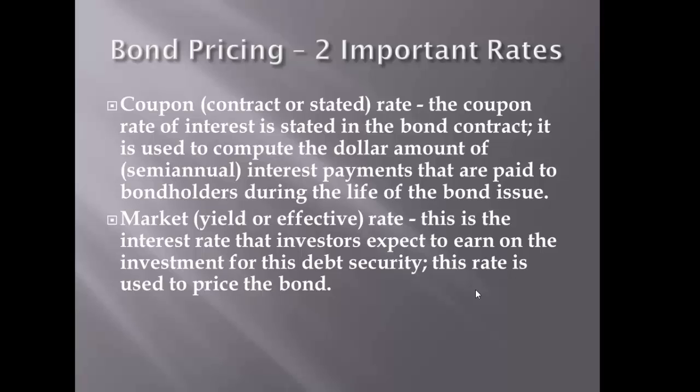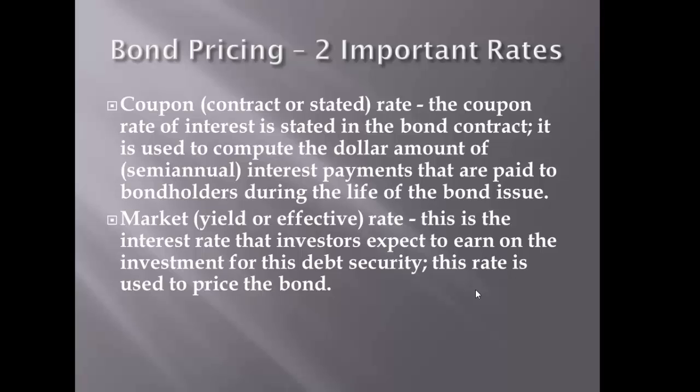Now, note that in general, there is an inverse relation between the market rate and the bond price in the market. So what this means is that when yields or the market rate for a company's bonds increase, bond price decreases. On the flip side, when yields decline, price of the bond in the market increases.